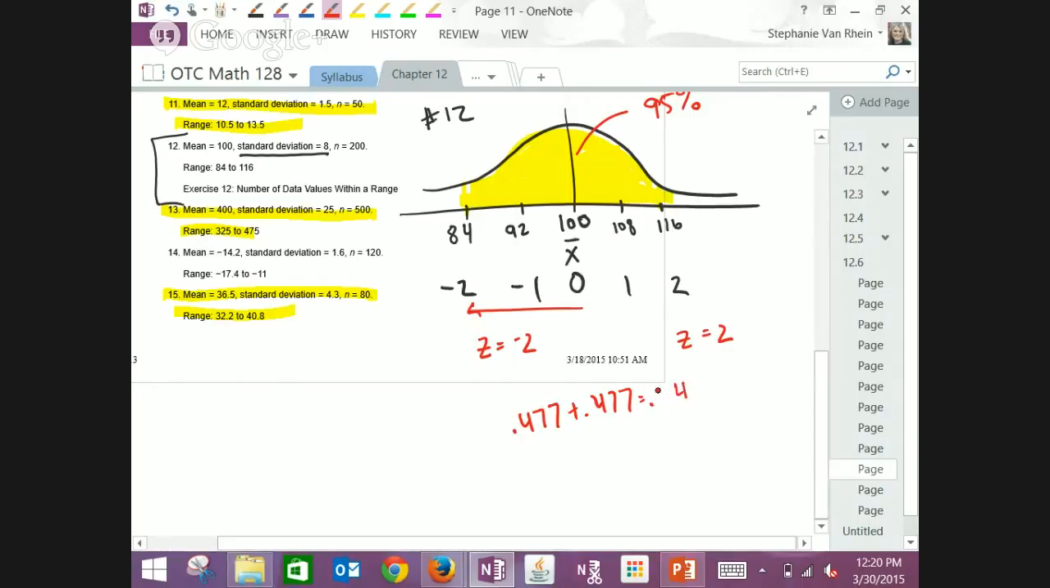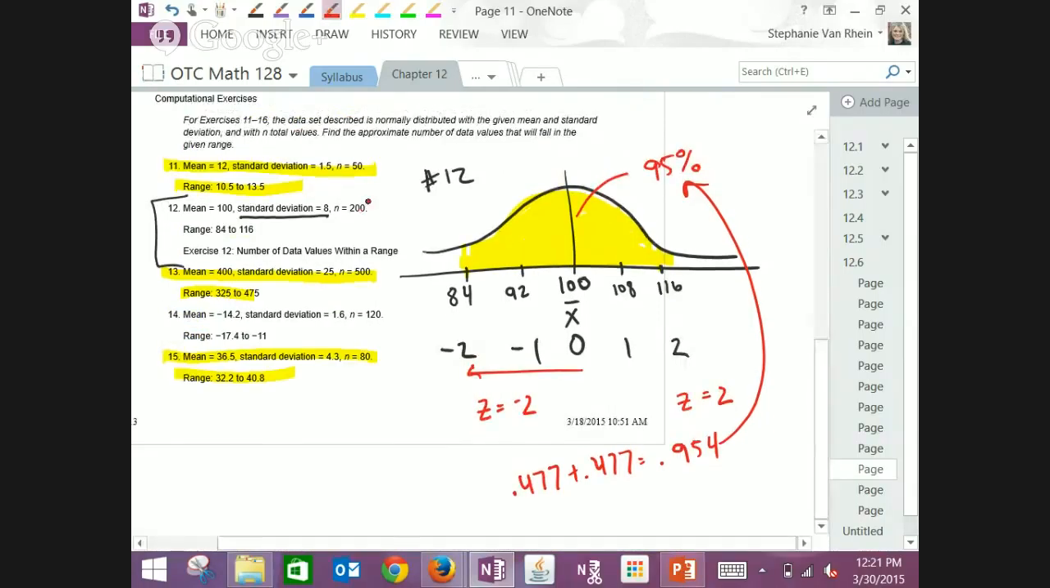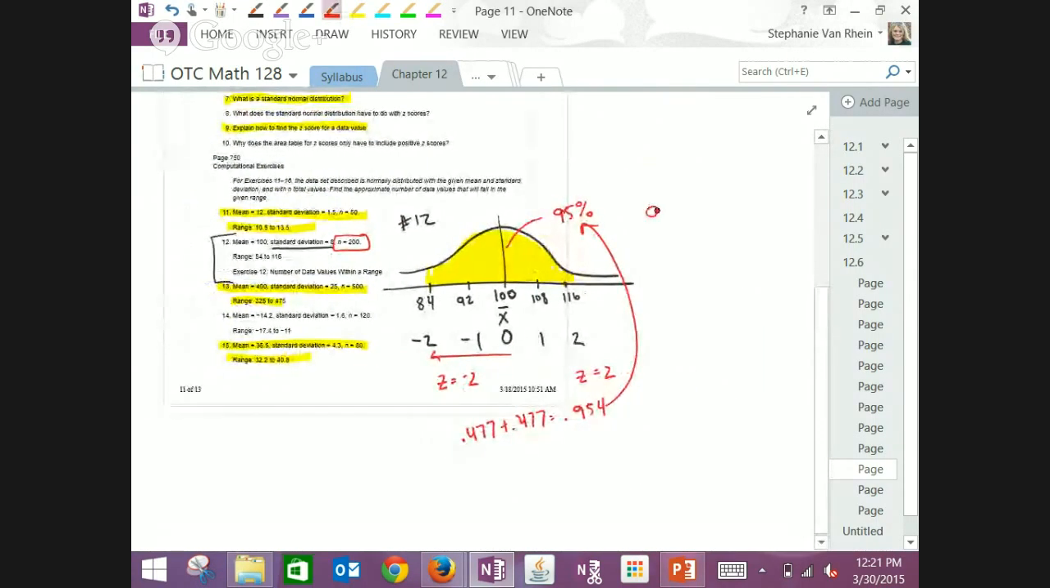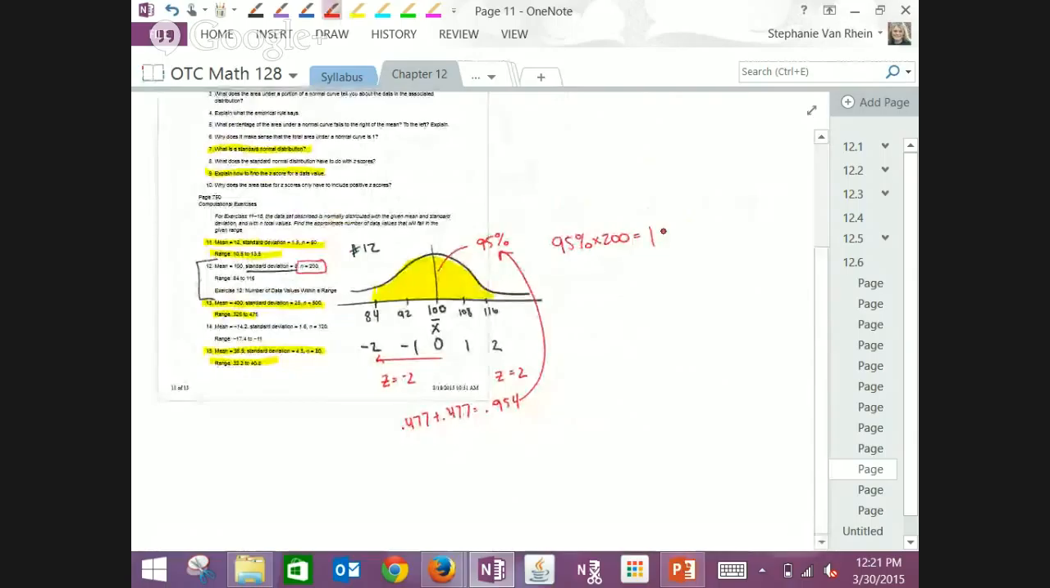0.954, which is very close to 95%. So if I have an N value of 200, what's 95% of 200? 190. So the answer in the back should be 190 for this one.